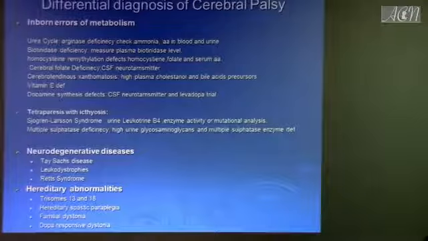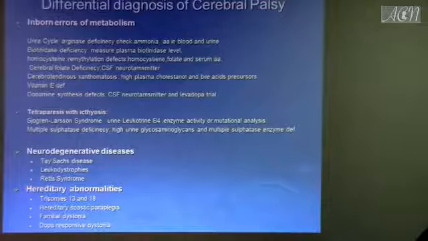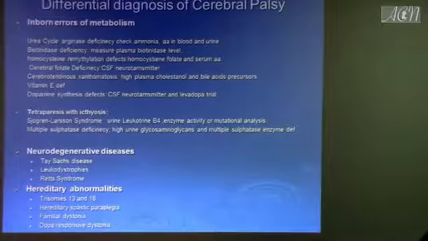Next. Differential diagnosis of cerebral palsy. And here, if you have a patient who does not have classical finding of cerebral palsy, no hypoxic ischemic encephalopathy, there is no prematurity, and the kid is spastic, then you need to think of other disorder. Inborn error of metabolism, urea cycle defect, biotinidase deficiency, homocysteine remethylation defect, cerebral folate deficiency, cerebrotendinous xanthomatosis, dopamine synthesis defects. These are the inborn errors of metabolism that can present as spastic cerebral palsy and can mimic that.